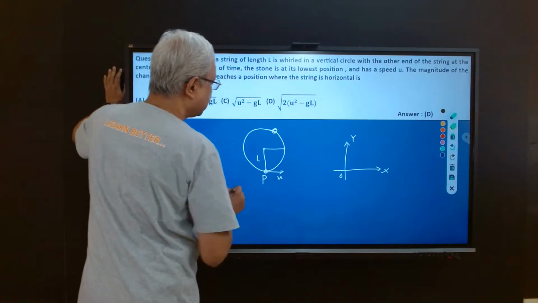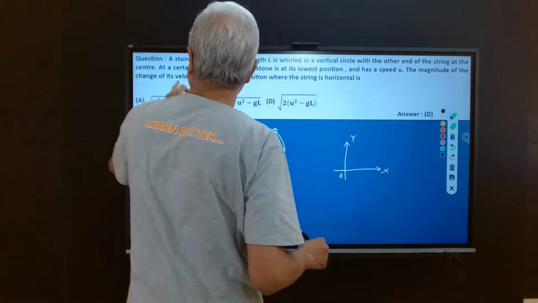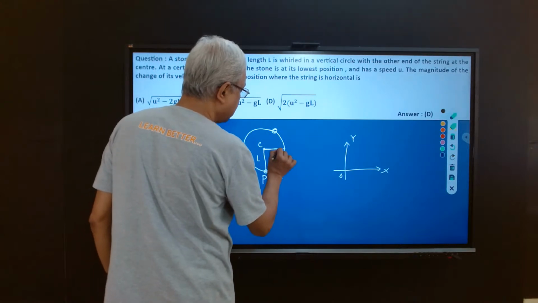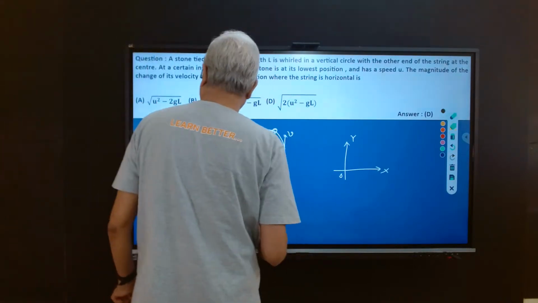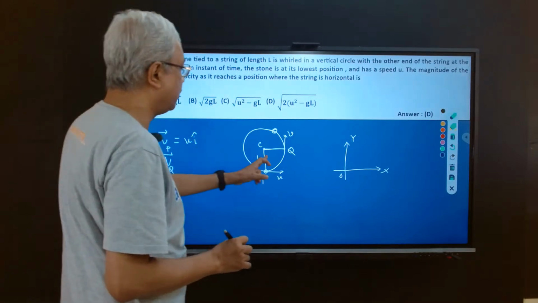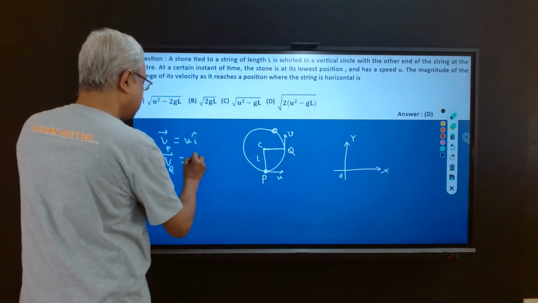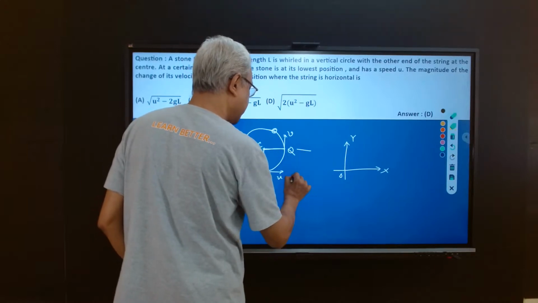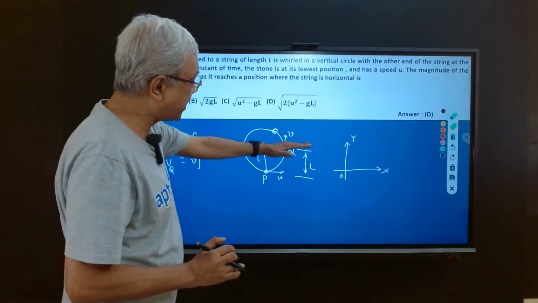Now when the string is horizontal, the magnitude of the change of its velocity is to be calculated. When the string is horizontal, its velocity, let it be v. If I call this point Q, then the velocity of the particle when it is at Q is v, and since it is tangential, it is v j cap. Now this height PQ is actually L, is it not? Q is L height above P.